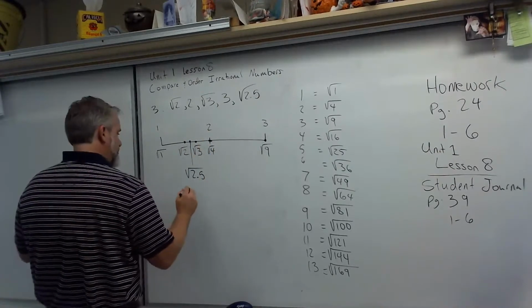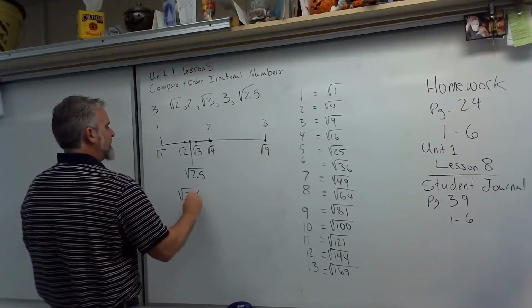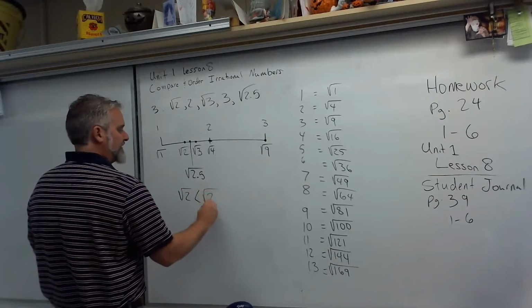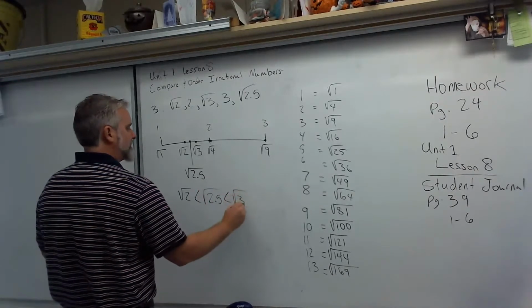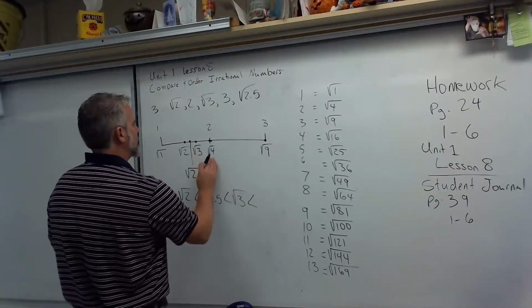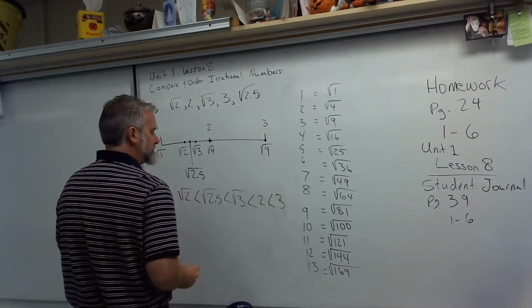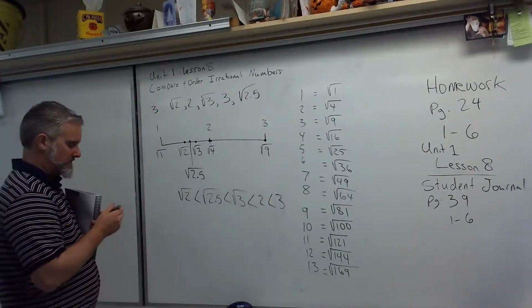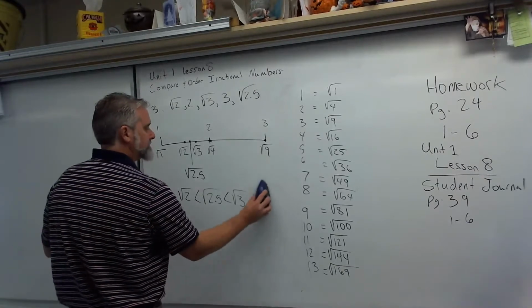So now let's put them in numerical order here. So square root of 2 is less than square root of 2.5, which is less than square root of 3, which is less than 2, which is less than 3. All right. Next, problem number 4.